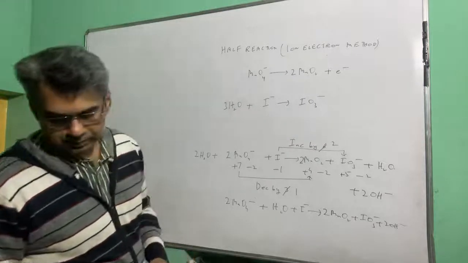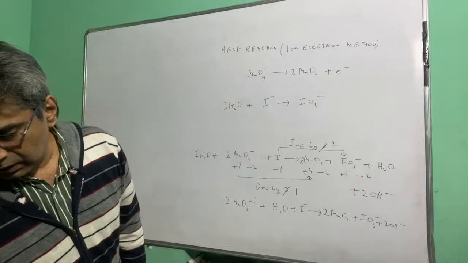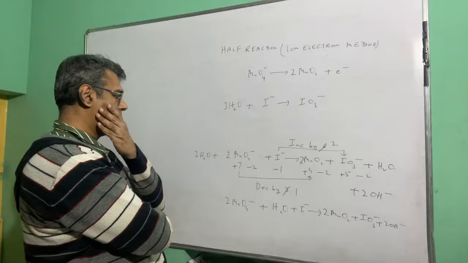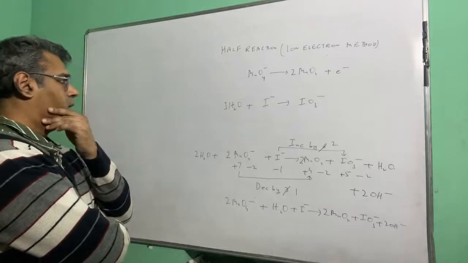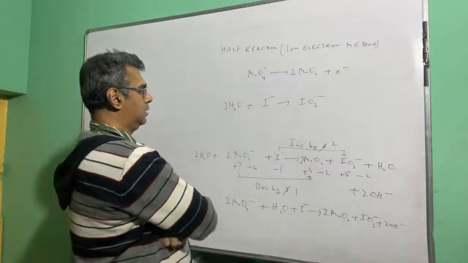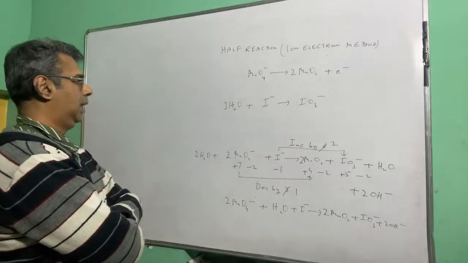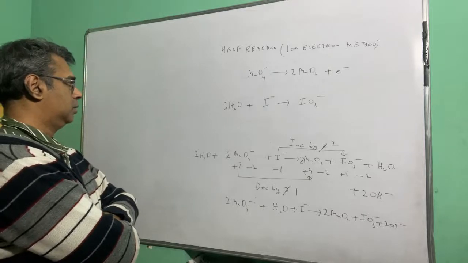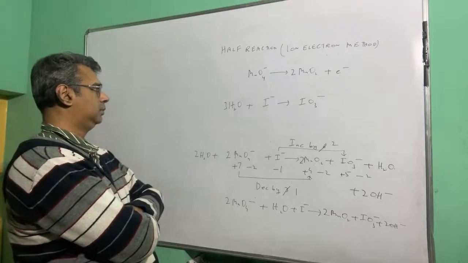Okay, so basically the thing is that in this I minus to IO3 minus, there are 3 oxygens here and there are no oxygens on the left. So I am writing 3H2O.